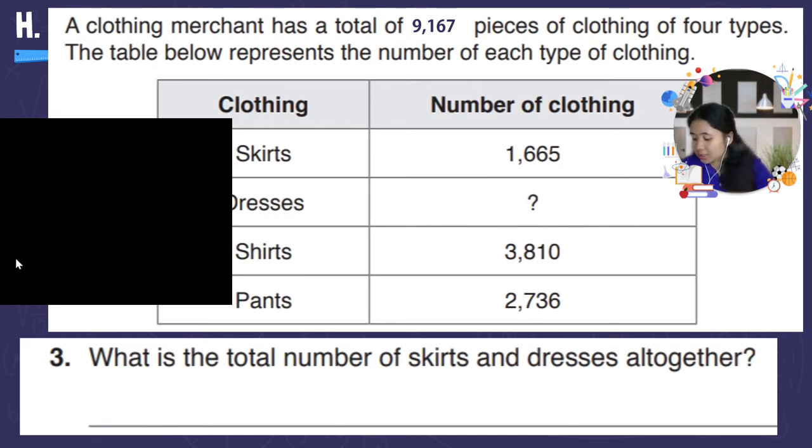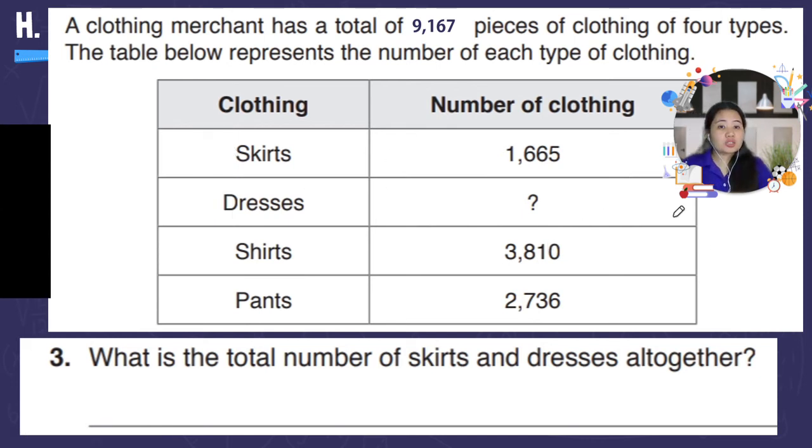So the dresses in number 1, that is 956, right? So skirts, 1,665 plus the answer in number 1, that is 956. Okay, 5 plus 6, that is 11. Carry 1. 1 plus 6 plus 5, that is 12. Carry 1. 1 plus 6, that is 7, plus 9, 16. Carry 1. 1 plus 1 is 2.